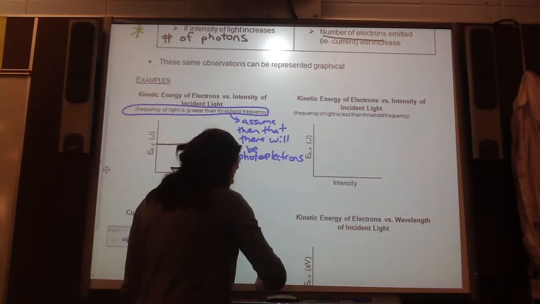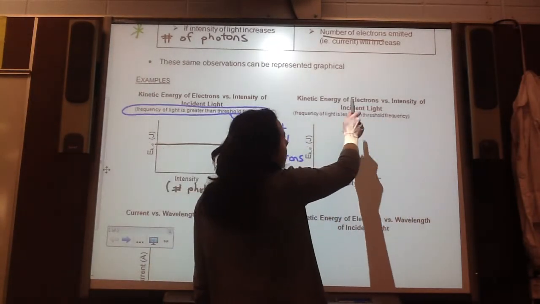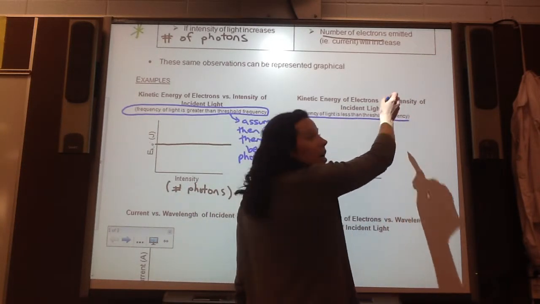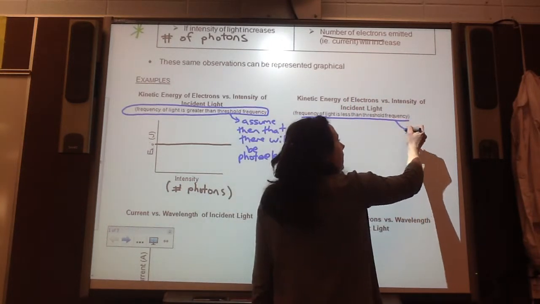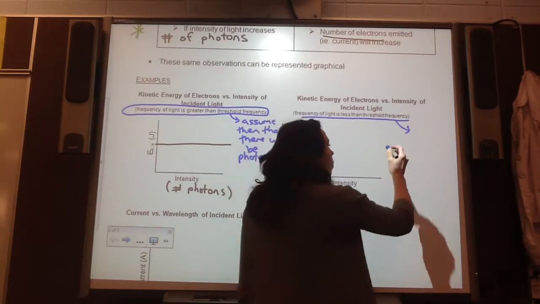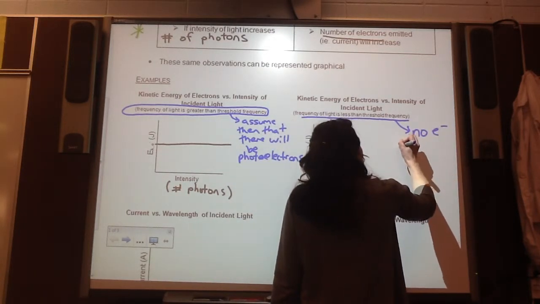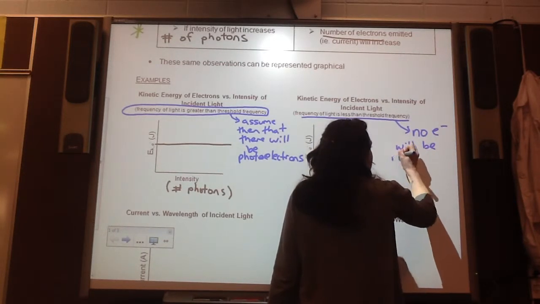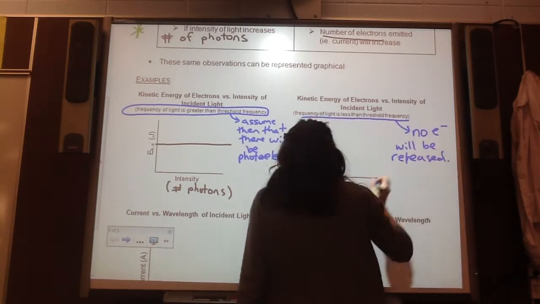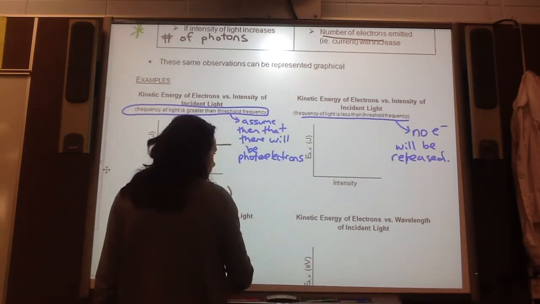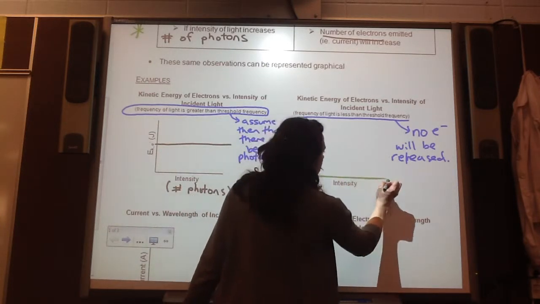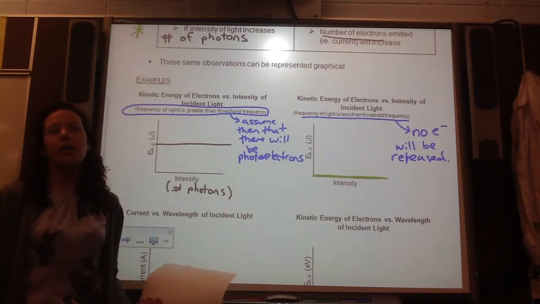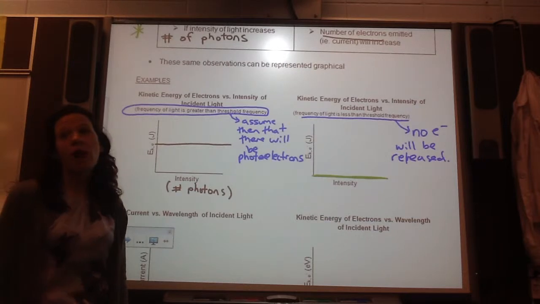Now, how about this one? Kinetic energy versus intensity, where the frequency of light is less than the threshold. Will any electrons be emitted? No. No electrons will be released, okay? So the amount of kinetic energy is 0, because there is no kinetic energy of the electrons since they are still held inside their metallic bonds. They're not moving.